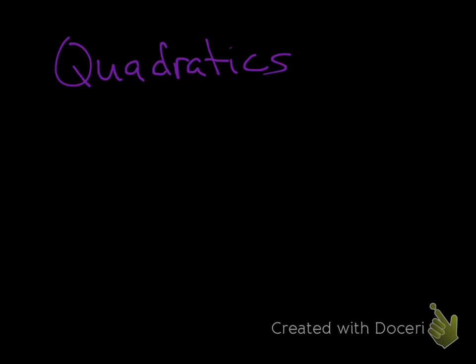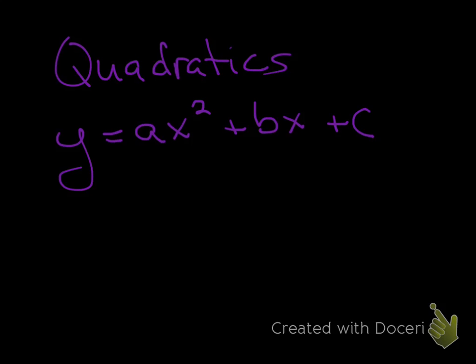Today we're going to talk about quadratics. Quadratics are written like this: y equals ax squared plus bx plus c. If you did not have the ax squared, you would have a linear function, correct? But now because we've got this squared, that tells you it's a quadratic.